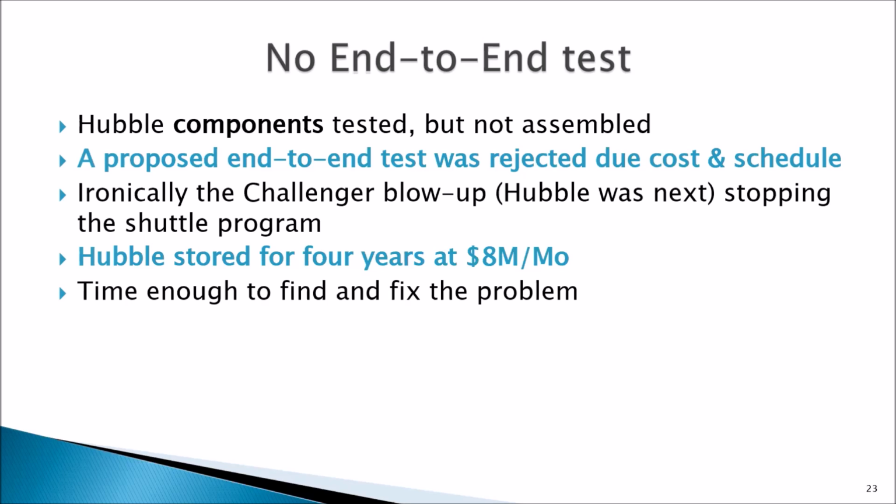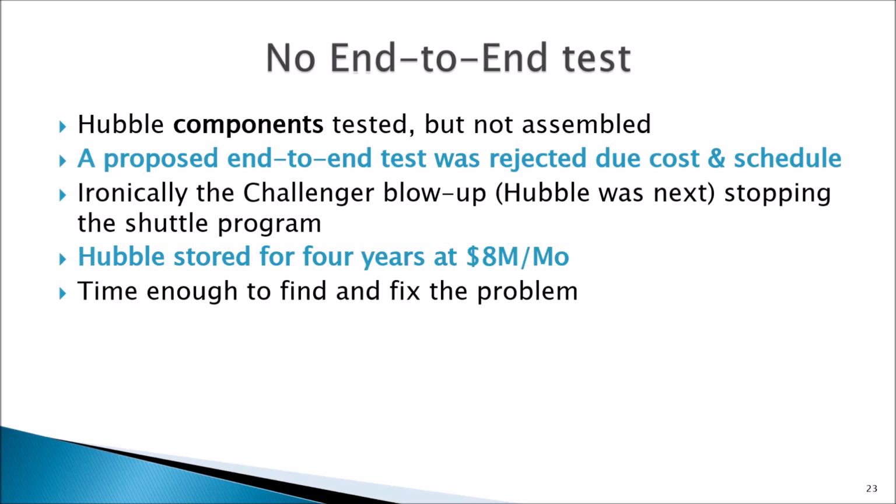The ironic part of this whole thing is that Hubble was on the launch pad, getting ready to go off, when the Challenger was actually launched and it blew up. That stopped the whole shuttle program and immediately put the program on hold. Hubble was stored for 4 years at a cost of $8 million a month, while the whole shuttle program was re-examined and tried to fix any of the problems that might have been around.